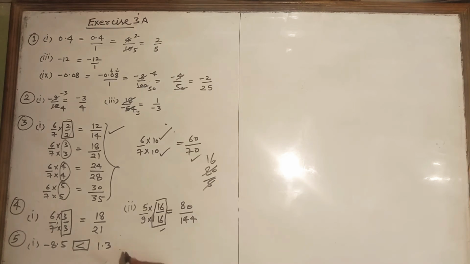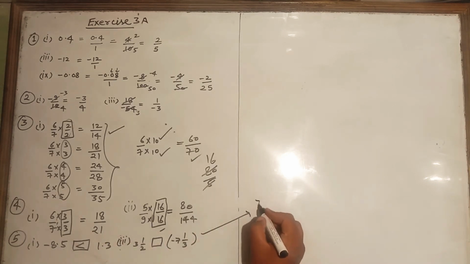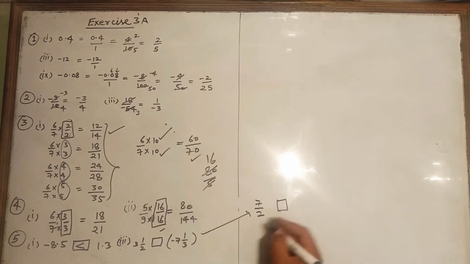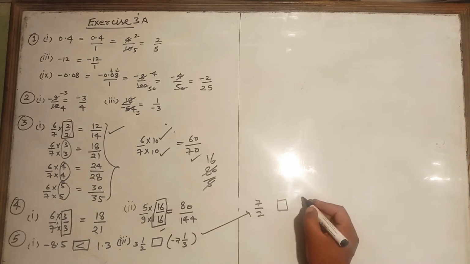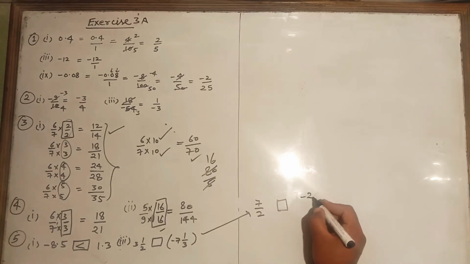In the same way, third part is there, 3 whole 1 by 2, box is here, minus 7 whole 1 by 3. So how will you check? First make it a simple fraction. I am doing it here. Making it a simple fraction, it will become 3 twos are 6 plus 1, 7 upon 2, box will be there, and it will become 7 threes are 21, minus 21 plus 1, it will be equal to minus 20. So it will be minus 20 upon 3.